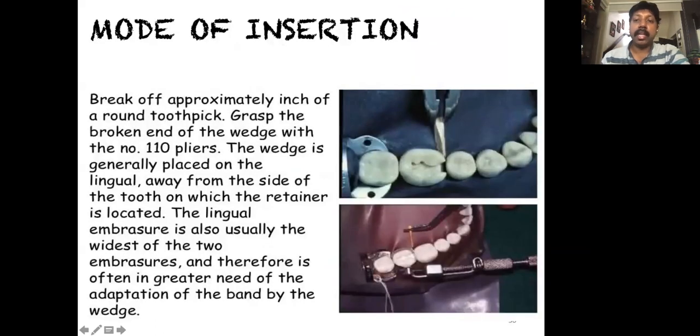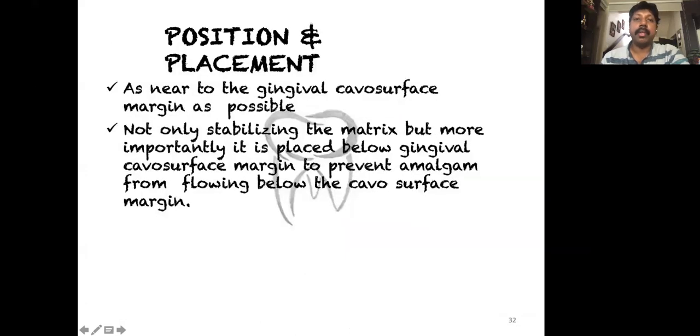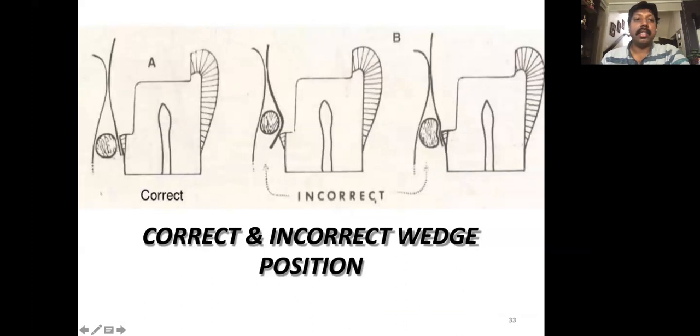See, this is how it has to be placed. Okay. Placed at the insertion, approximately inch around toothpick. Grasp the broken end of the wedge with pliers. You can just place it. Okay. So can you see this? This is the correct way of placing. See, this is the band, and wedge will be placed. It should not be placed like this.